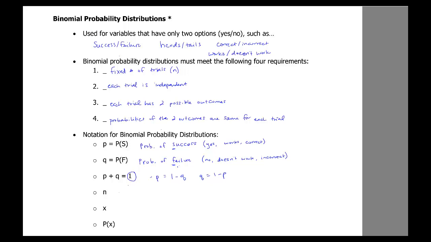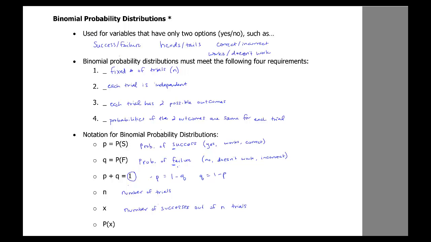Okay. n is our number of trials. And x will be our number of successes out of n trials. x has to be smaller than n, or it could be the same as n if you get success every single time. So if I was flipping a coin 6 times, that would be n equals 6 for a number of flips. And say I got heads 4 times, x would be 4.